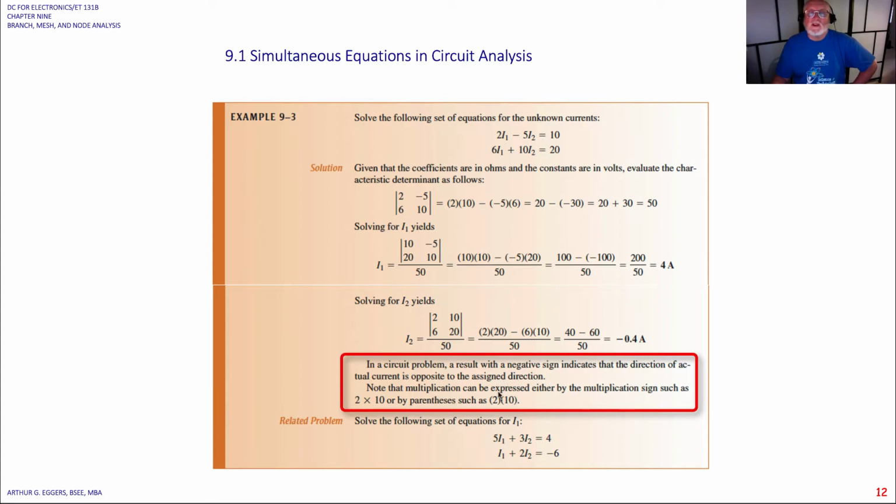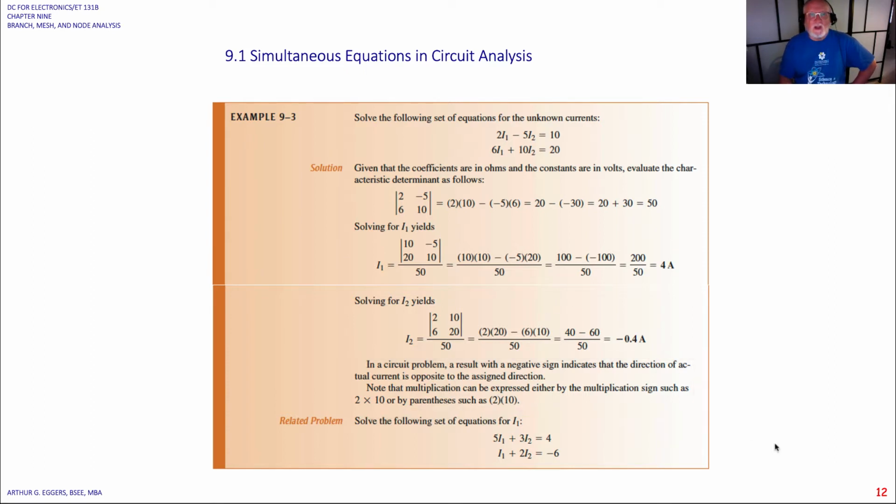Note that the multiplication can be expressed either by the multiplication sign, such as 2 times 10, or by using the parentheses, and we can see that that's the way they set these up in the problems. So those were our solutions.